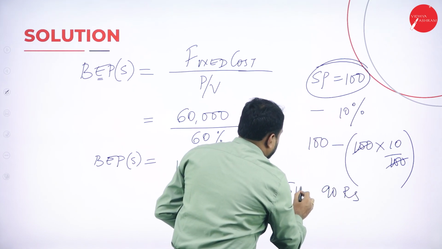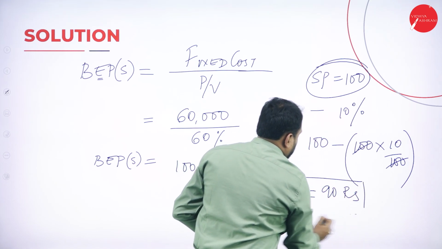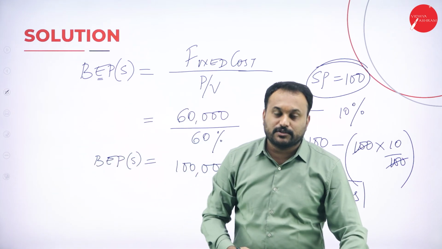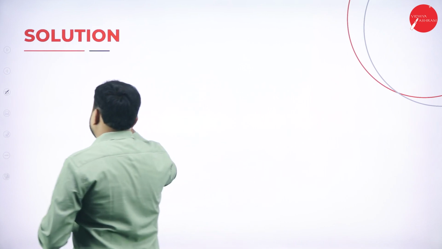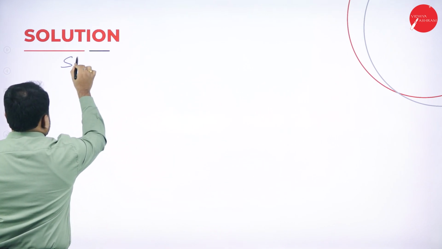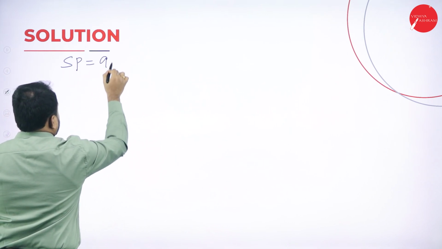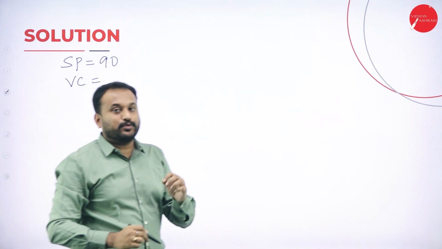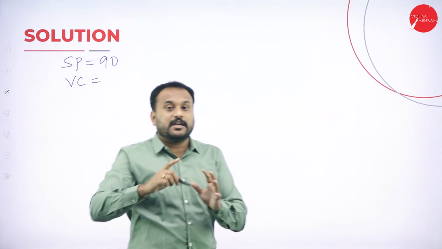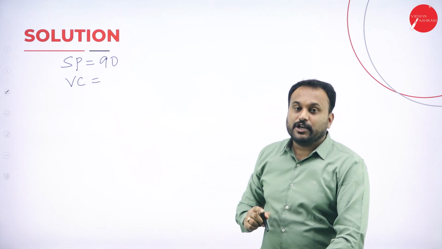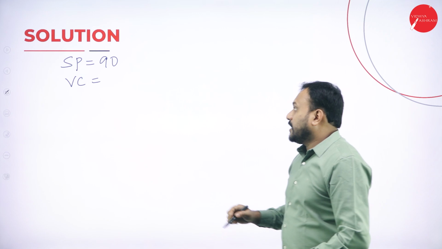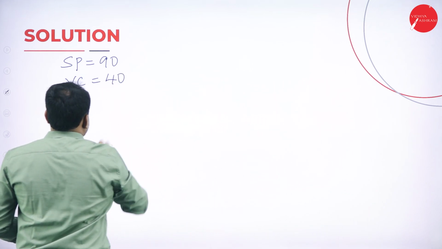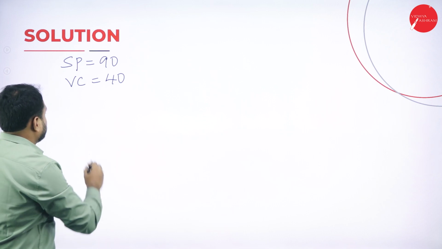So this is our new selling price. Through this new selling price, I need to find my new BEP. Understand? Selling price is how much? 90. Variable cost is how much? Variable cost per unit will never change. I'll repeat, variable cost per unit will never change. Now my variable cost here we have is 40. Now I'll go with my PV.